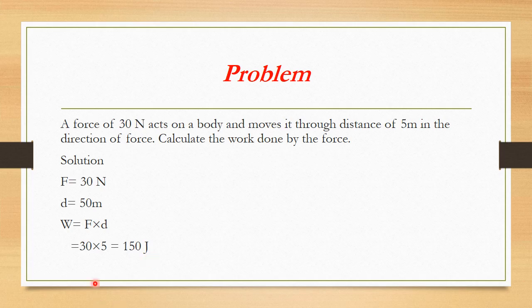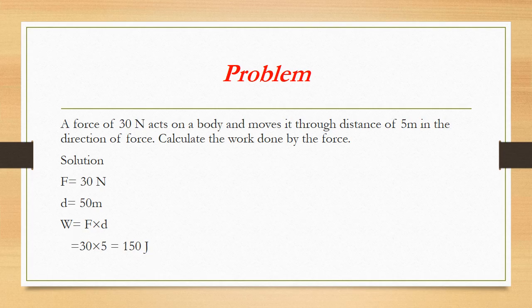So the force here is 30 Newton. Displacement is given as 5 meter. Here I wrote d is 50 meter. You make it correct. Actually the distance given is 5 meter. Force is 30 Newton and displacement d is 5 meter. So work done is equal to force into displacement. So 30 into 5, you will get 150 joule. Whenever you are doing a problem, you have to write down the equation and the answer with SI unit. That's very important.